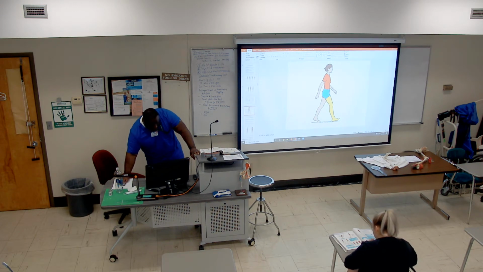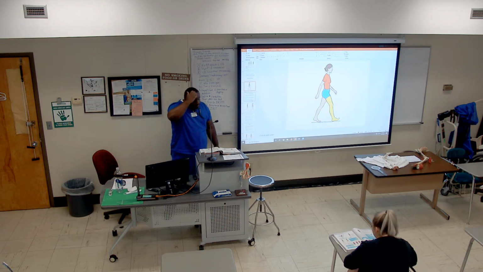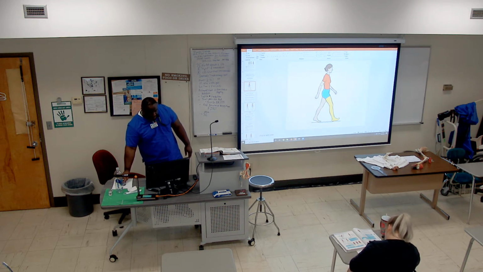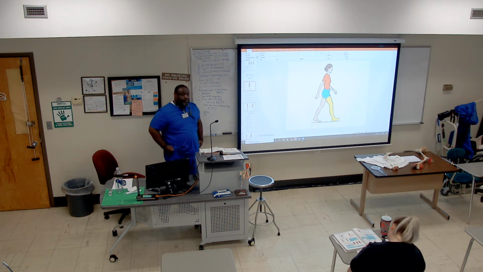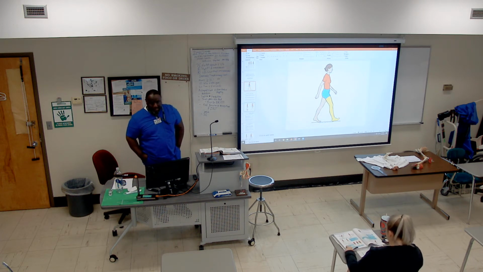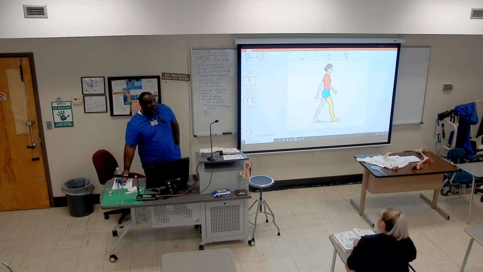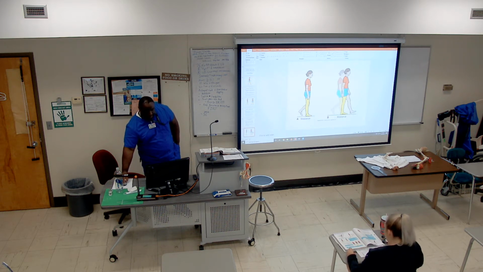Okay, so let's talk about quadriceps weakness. When are the quadriceps muscles most important? Foot flat. Foot flat, yes, moving into mid stance. Absolutely. That's when it's most important.